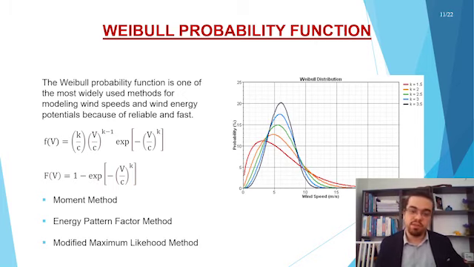And as the shape parameter decreases, our graph resembles an exponential function, while as it grows, it resembles a parabolic function. Therefore, it is very important to determine the shape and scale parameters properly. We use 3 different methods for this and compare these methods to each other. These are the moment method, energy pattern factor method, and modified maximum likelihood method.